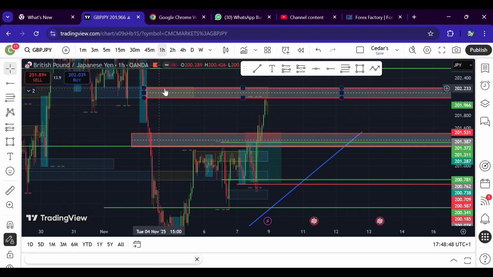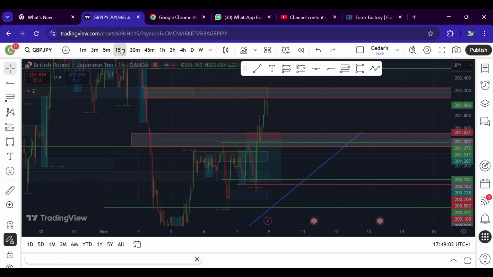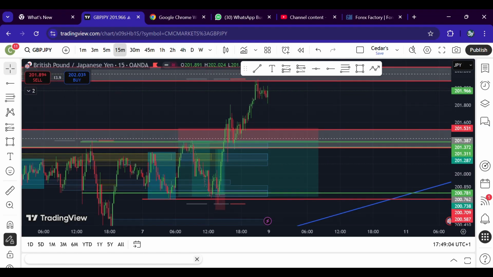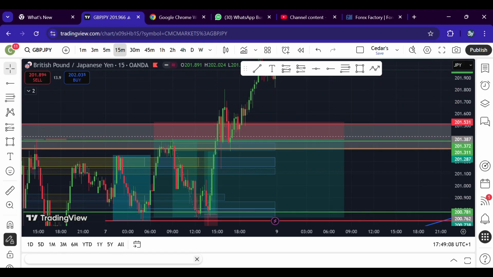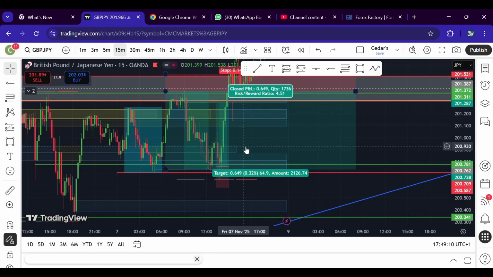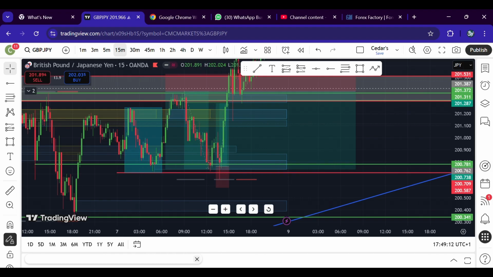So I actually have another demand zone marked right here. You could see it tapped into it and respected it, a possible trade for Monday. Who knows? I'll keep you guys updated. But this was the trade we had yesterday, making it Friday. This was the buy that I had right here.